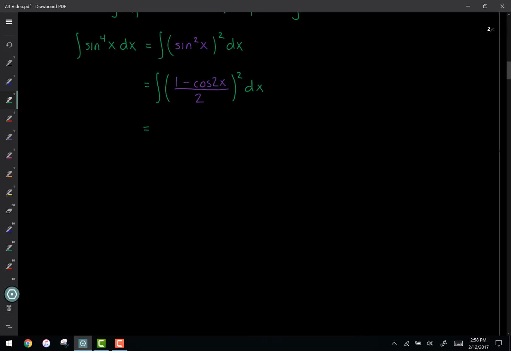So 1/4 the integral of 1 minus 2 cosine 2x plus cosine, let's write this in purple because this is one that we're going to have to do, cosine squared 2x dx.